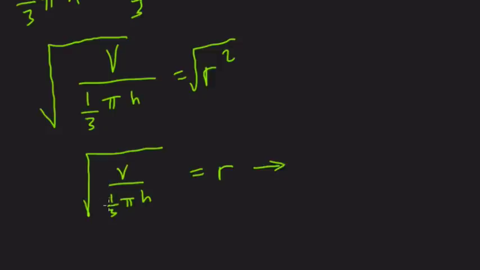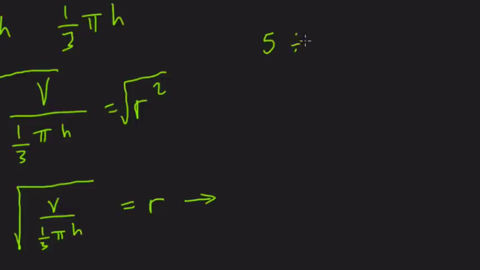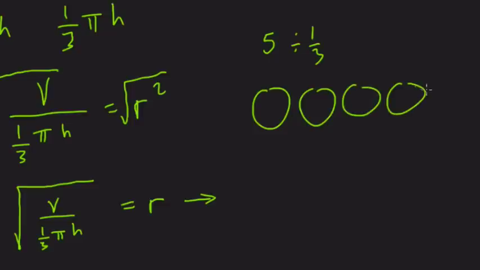If you're dividing by 1/3, that's the same as multiplying by 3, right? Just think about a simple situation for a moment. If you have 5 and you're dividing by 1/3, what does that mean? That means how many 1/3s are there in 5 objects? 1, 2, 3, 4, 5. There are 3/3 in each whole. So 5 divided by 1/3 is saying how many 1/3s are in 5.